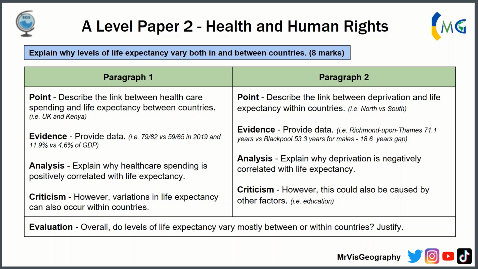Okay. And obviously, in the point you made, you talked about healthcare spending as well. So the spending as a percentage of GDP in the UK is 11.9%, whilst in Kenya it's 4.6%. Okay, so that's your evidence.